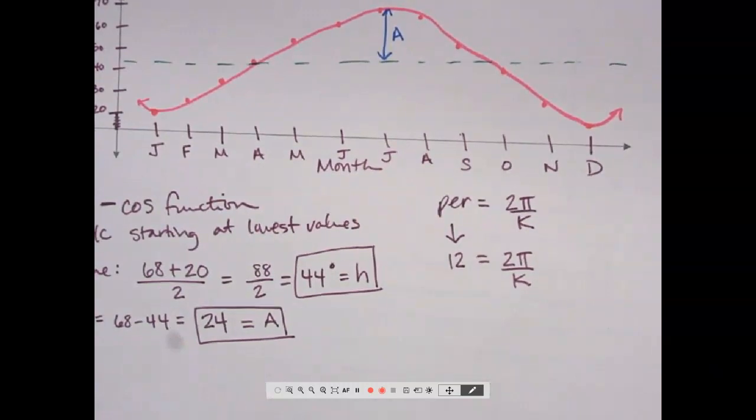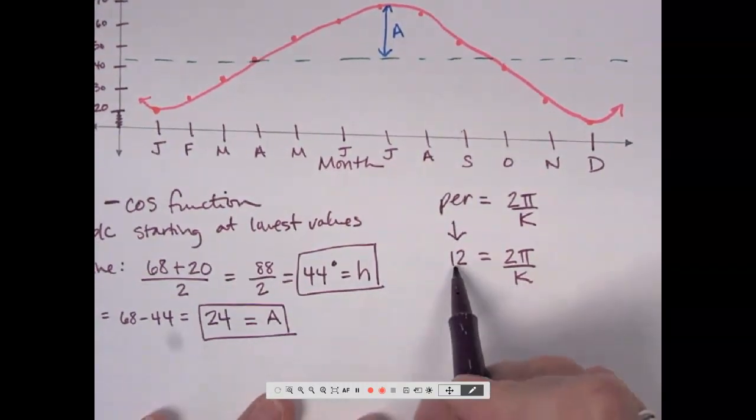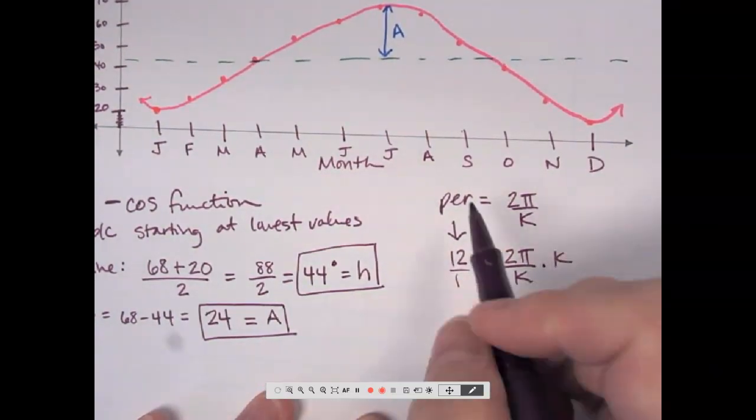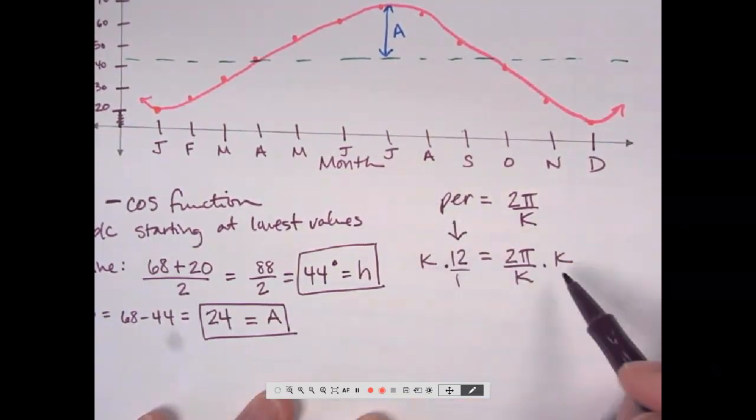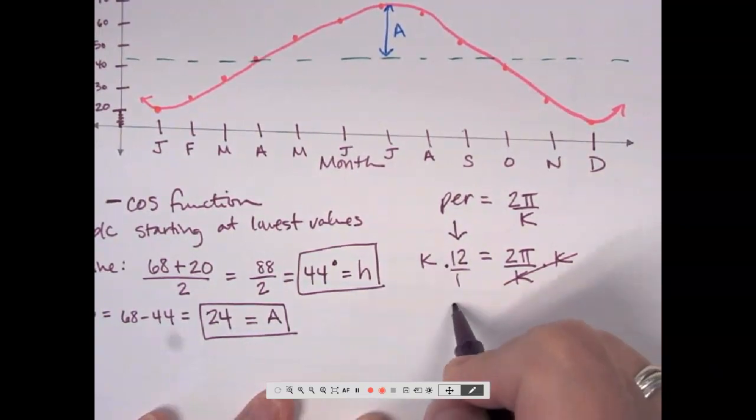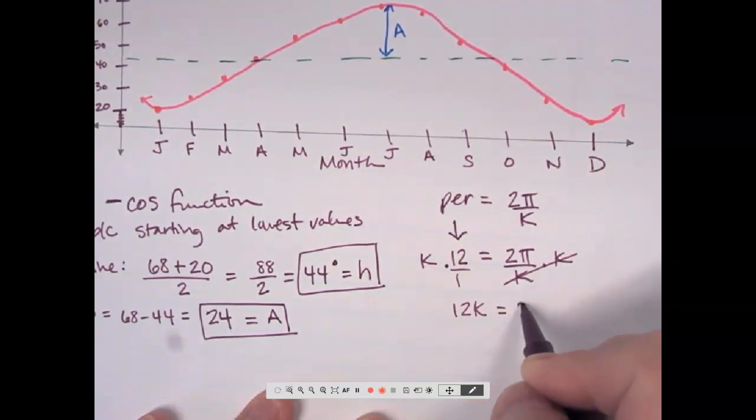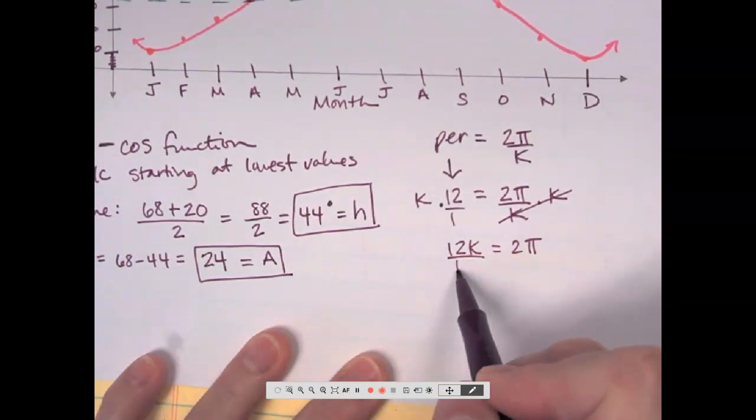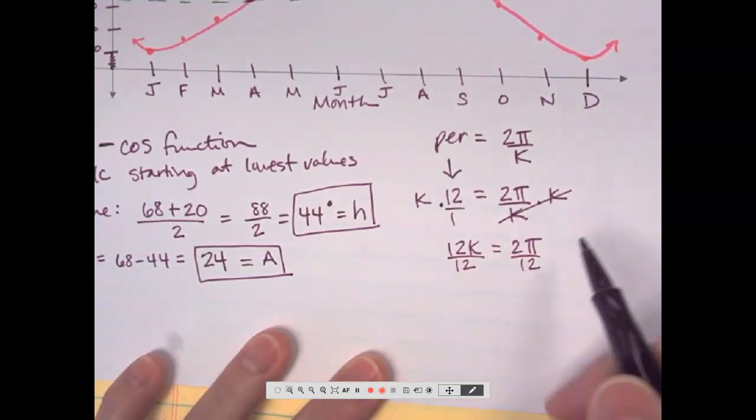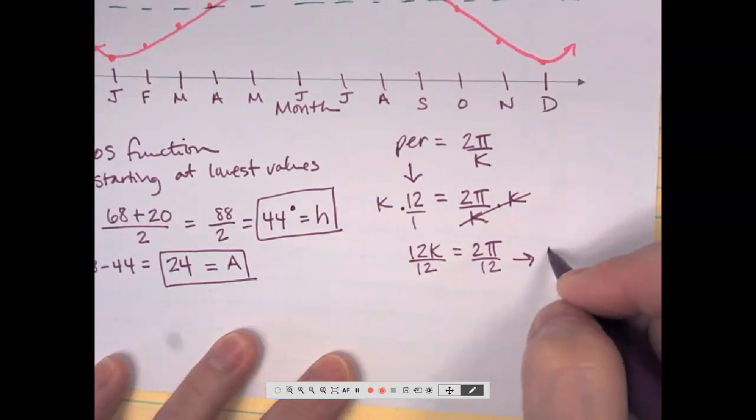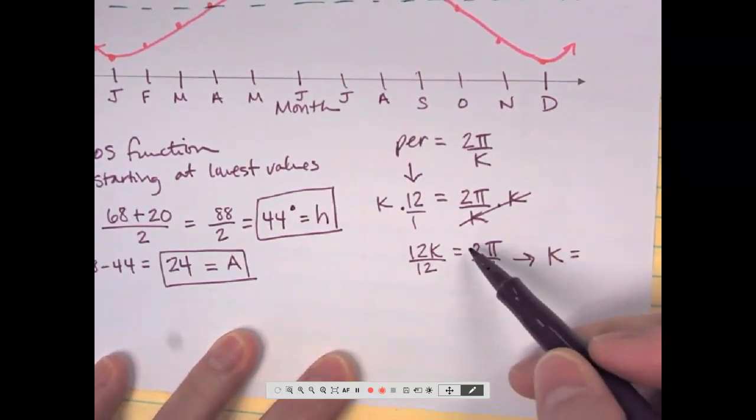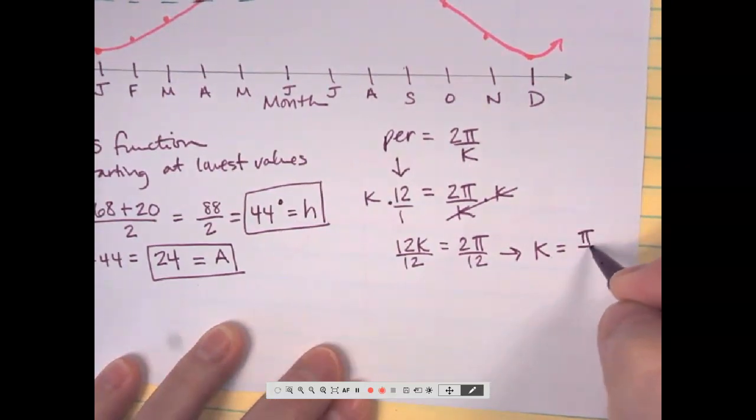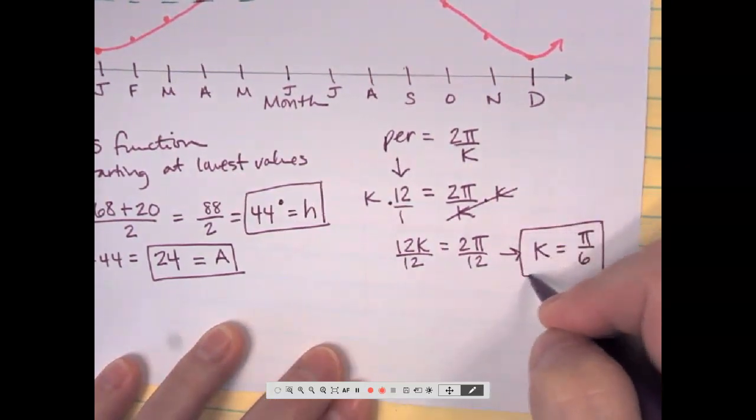So I'm going to say 12 is 2 pi over K. Now that's 12 over 1, right? I'm going to multiply both sides by K, or you could say you're cross multiplying. And I get 12K equals 2 pi. Well, I'm solving for K, so I'm going to divide by 12. And that gives me K equals, what does 2 over 12 reduce to? Okay, so I get pi over 6. That's my K value.